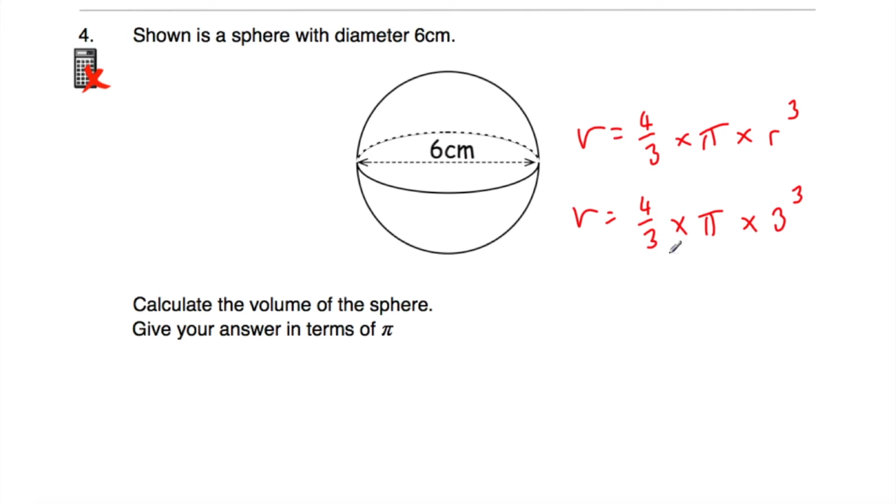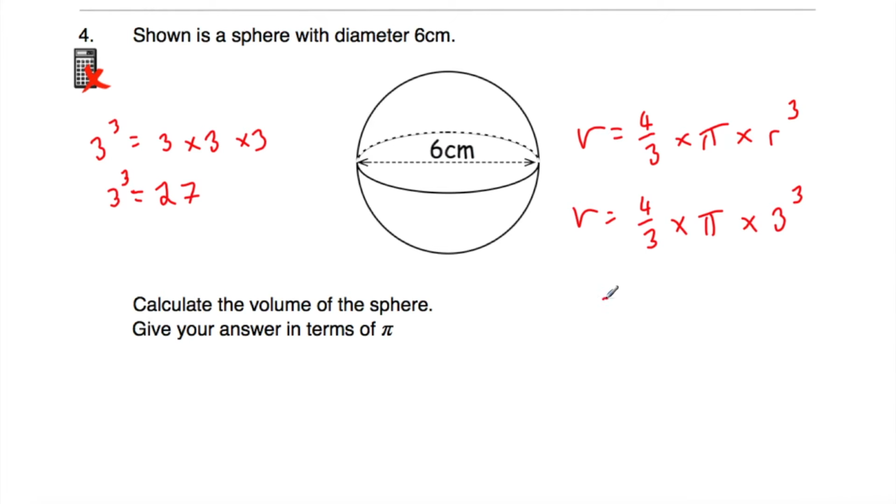Remember, it's a non-calculator question, so I'm going to cube 3 to begin with. Remember our order of operations, we've got to do any brackets? No. Orders, their powers, so we've got to do that power first. 3 cubed is equal to 3 multiplied by 3 multiplied by 3. 3 times 3 is 9, times 3 is 27, so 3 cubed is equal to 27.